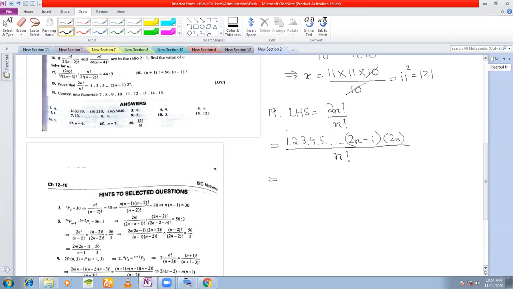Now what happens? All the odd numbers we'll separate, and the even numbers we are going to separate. So 1 into 3 into 5. This will continue till 2n minus 1, which is odd. Okay. And the even numbers also we are going to separate. 2 into 4 into 6 into 8 up till 2n, divided by factorial n.